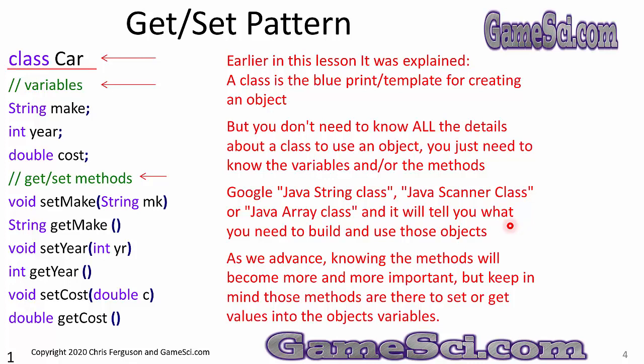Remember, they follow very simple ideas. You use new to create an object, you access a variable, you access a method. As we advance, knowing the methods will become more and more important, but keep in mind those methods are there to set or get values into the object variables. Quite often what the methods do is they manipulate the variables of the object. And you need to have a keen understanding of, once I build an object out of class Car, what is the data stored in the object? And what are the methods that will perform actions on that data?